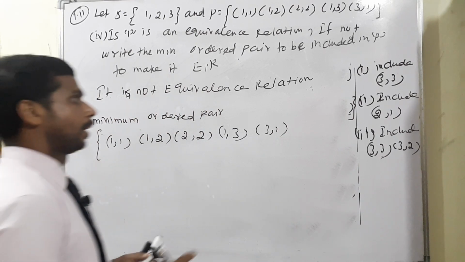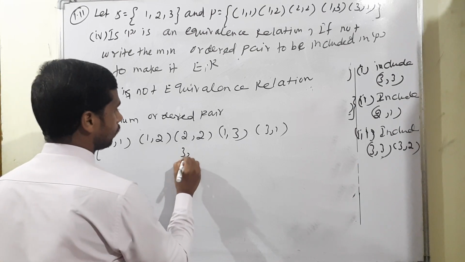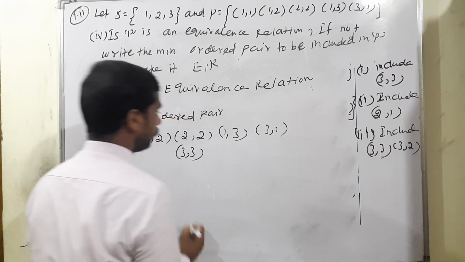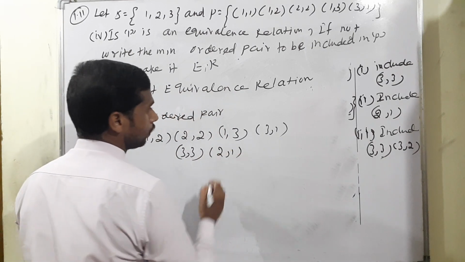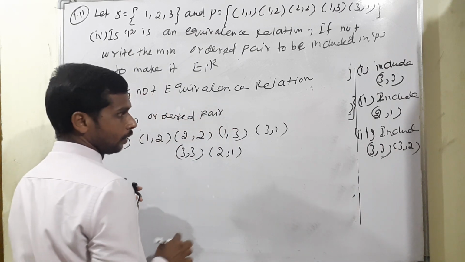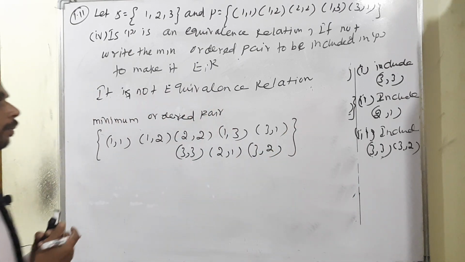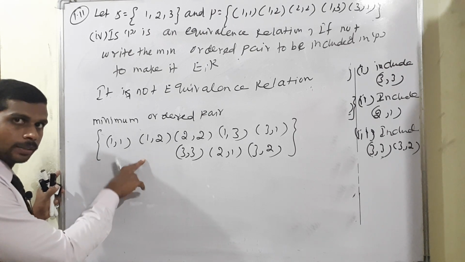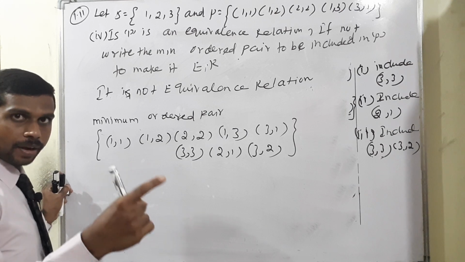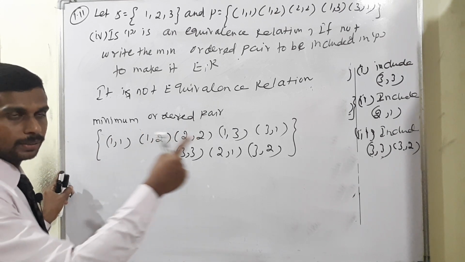So now look at there, we have to add 3 comma 3, then 2 comma 1, then 3 comma 3 already we added. So now 3 comma 2 also is there. Now we can check one by one whether it's an equivalence relation or not. Equivalence relation means reflexive, symmetric, transitive, all the three terms will be satisfied. Then only we can say it is an equivalence relation.